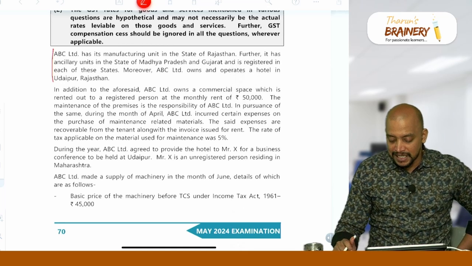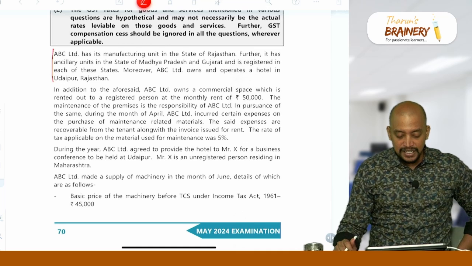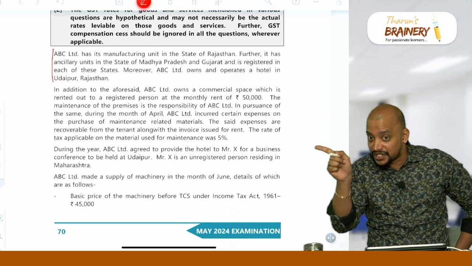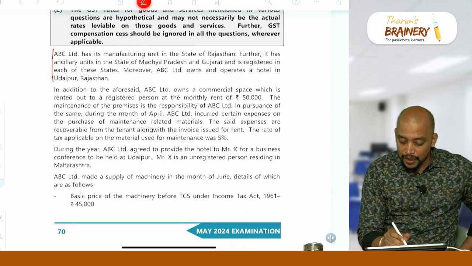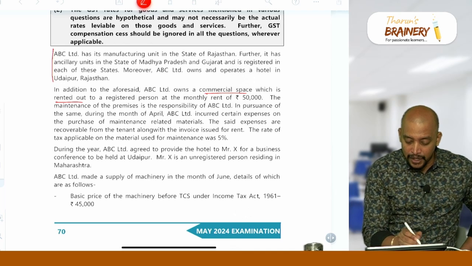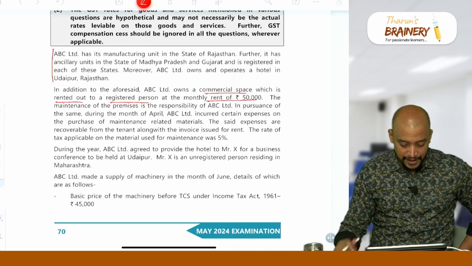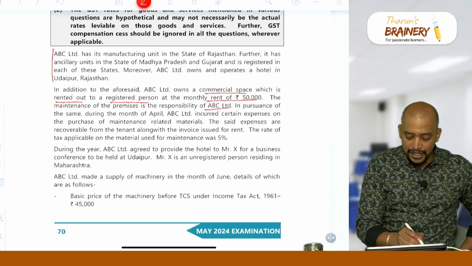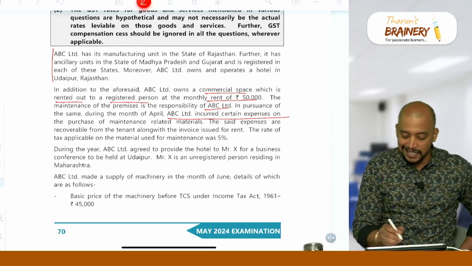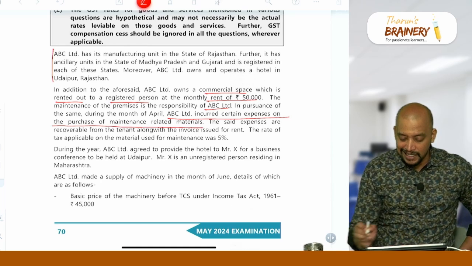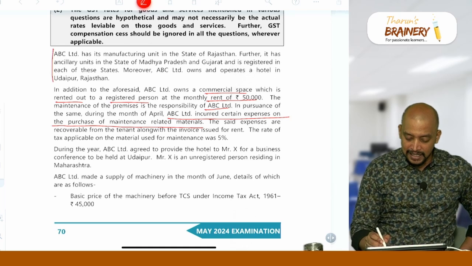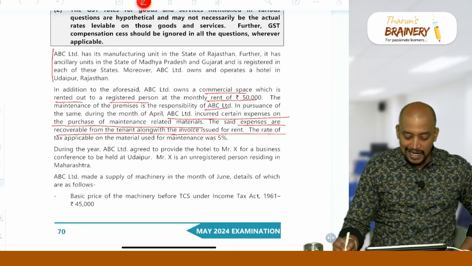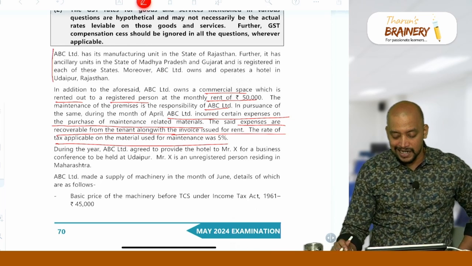In addition to the aforesaid, ABC Limited owns a commercial space which is rented out to a registered person at a monthly rent of 50,000. Related to commercial space, one question is there. The maintenance of the premises is the responsibility of ABC Limited. In pursuance of the same, during the month of April, ABC Limited incurred certain expenses on the purchase of maintenance related materials. The said expenses are recoverable from the tenant along with the invoice issued for rent. The rate of tax applicable on the material used for maintenance was 5%.